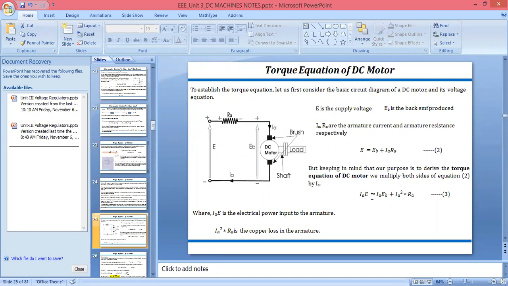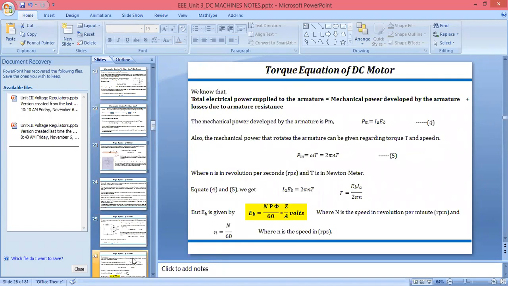So we can write this equation as IA EB plus IA into VA, because IA RA I can write as EA or VA. But we know I into V is nothing but power, so we can take it as a copper loss. So you can see here the equations.